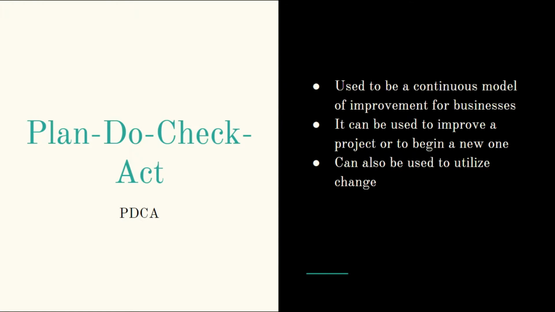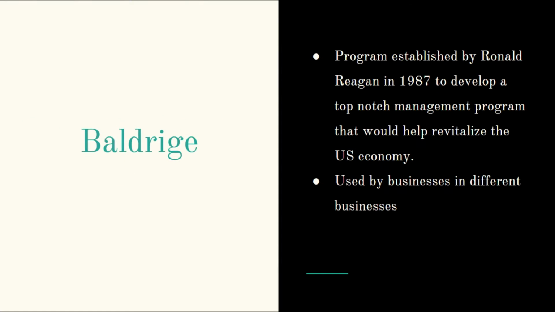Plan, Do, Check, Act, abbreviated to PDCA, is used as a continuous model of improvement for business. It can be used to improve a project or begin a whole new one. It's also used to facilitate change.